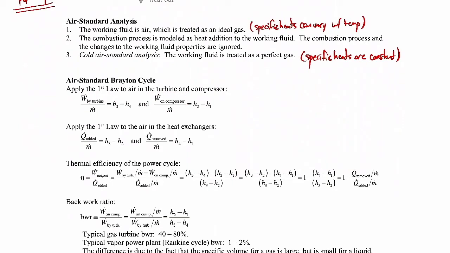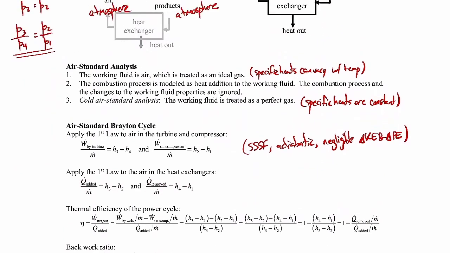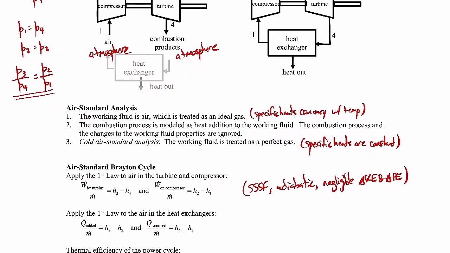Some of the things that we assume here are steady state, steady flow, adiabatic conditions, and negligible changes in kinetic energy and potential energy, right? And then if you do all those things, one inlet, one outlet, you get these expressions for the power coming out of the turbine and the power going into the compressor, and they're functions of these specific enthalpies. You can do the same sort of first law analysis on the heat exchangers. This is the combustor here, where the heat's added. This is the heat exchanger right there, if you're interested in that part.